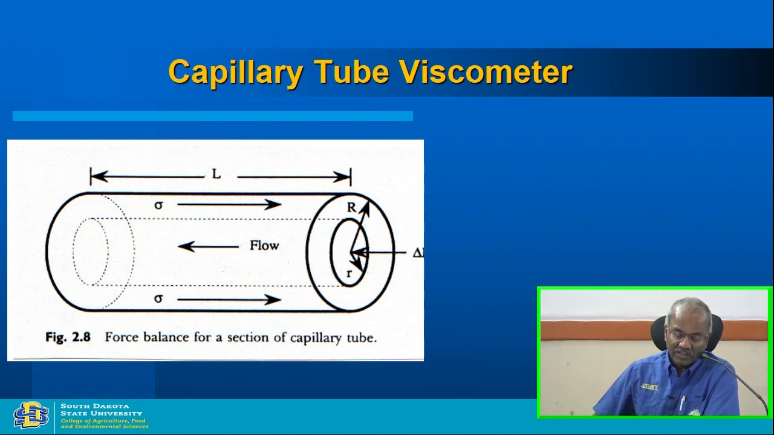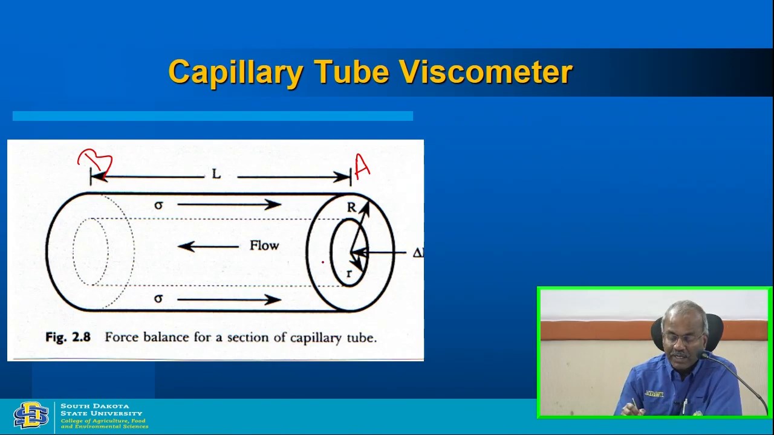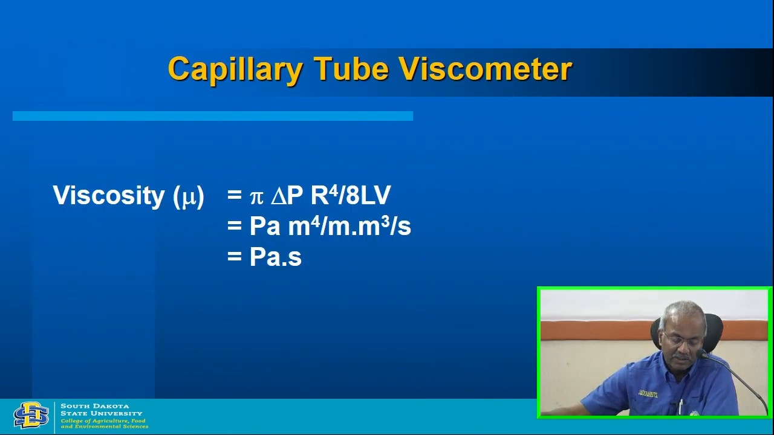The next one is the capillary tube viscometer. The principle involved here is you basically flow the fluid from point A to point B. So there will be a pressure drop because of that. So delta P is a function of the viscosity of the liquid. Based upon the pressure difference and the radius and length of the tube, you can calculate the viscosity. The equation for that is shown here.